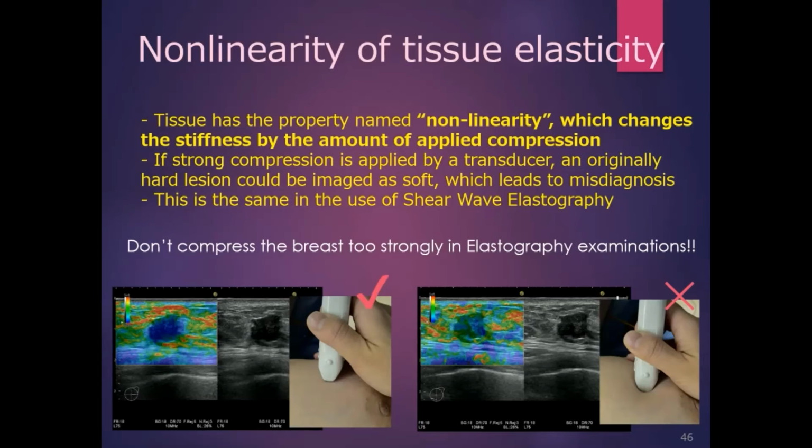Biomedical tissue has a property named nonlinearity, which changes the stiffness by the amount of applied compression. So if strong compression is applied by a transducer, an originally hard region could be imaged as soft, which could lead to misdiagnosis. This is the same in the use of shear wave elastography to measure tissue stiffness. Whichever method is used, it is strictly prohibited to compress the breast too strongly in elastography examinations.